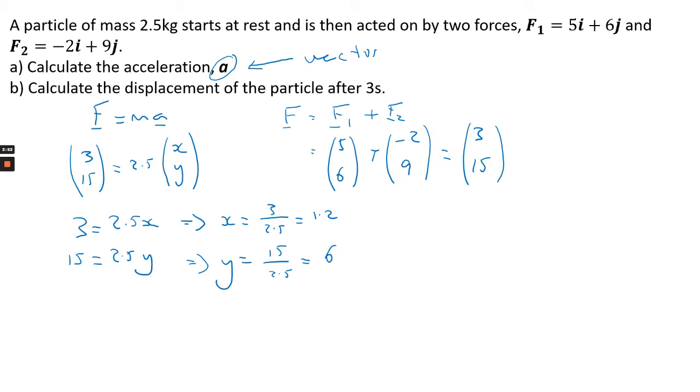Okay? Now, that means that my acceleration vector is equal to 1.2i plus 6j. And that is my final answer for part A.